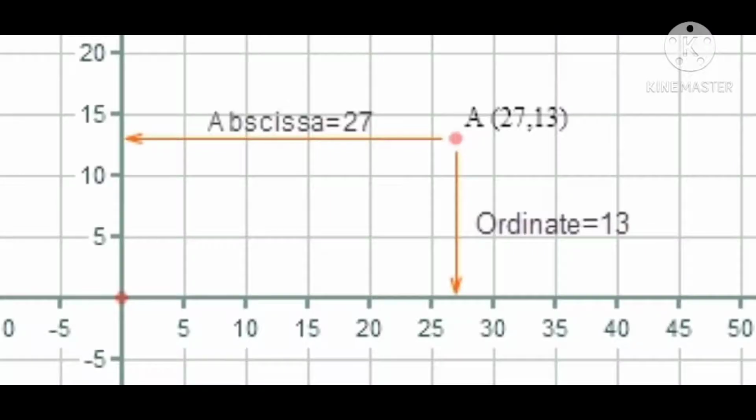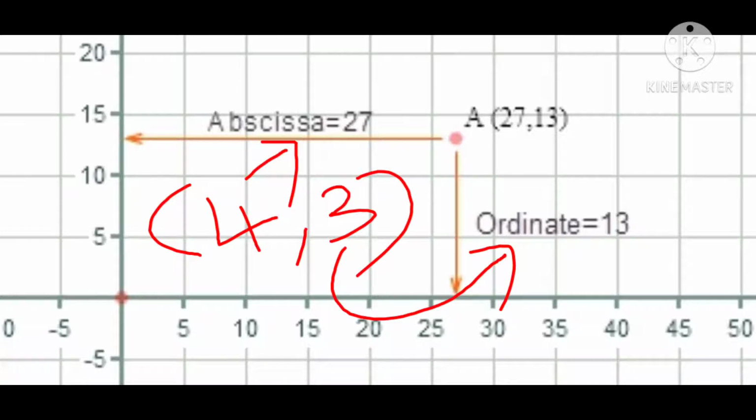Another important pair of names is abscissa and ordinate. The x coordinate is the abscissa and the y coordinate is the ordinate. Don't forget, the x coordinate is the abscissa and the y coordinate is the ordinate. For example, we consider the point 4, 3. Here 4 is the abscissa and 3 is the ordinate.